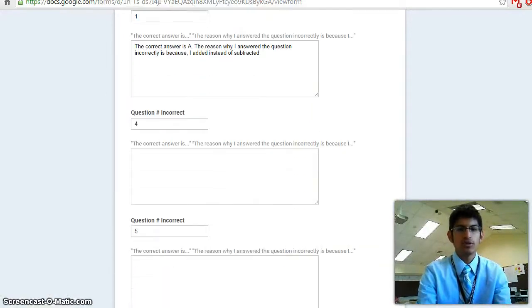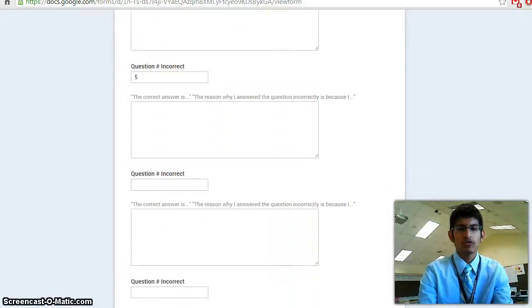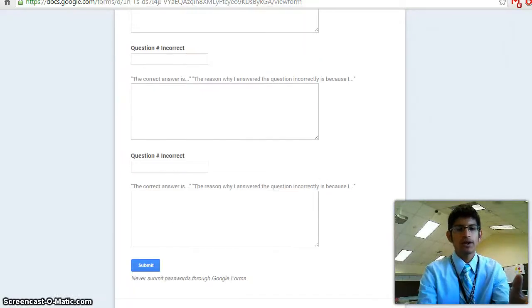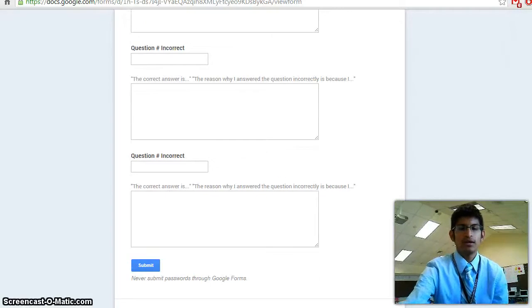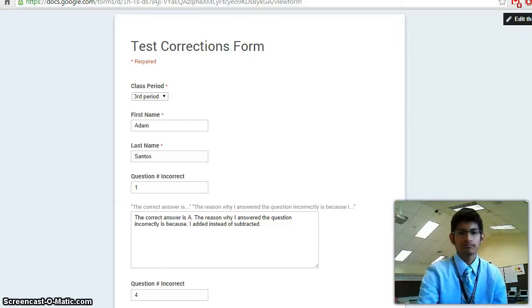So whatever questions that you missed, you're going to fill out this form for them. So if you only missed 3, you're only going to do 3 boxes. If you missed more than 3, you're going to do as many boxes as it takes. When you're all done, you're going to click submit at the bottom. And so this is your homework tonight. You're not doing the whisk, you're doing this form instead. And this little link will be on Edmodo and it will be on YouTube.